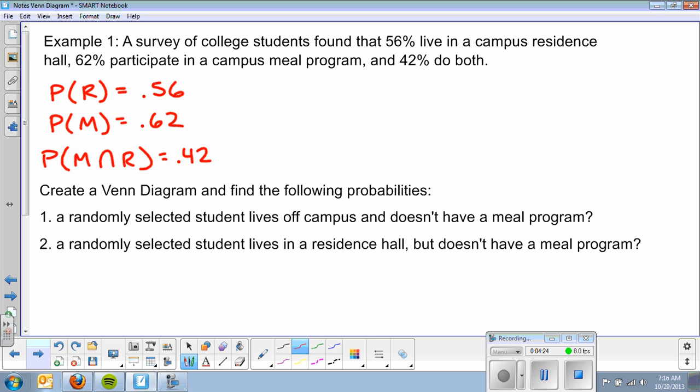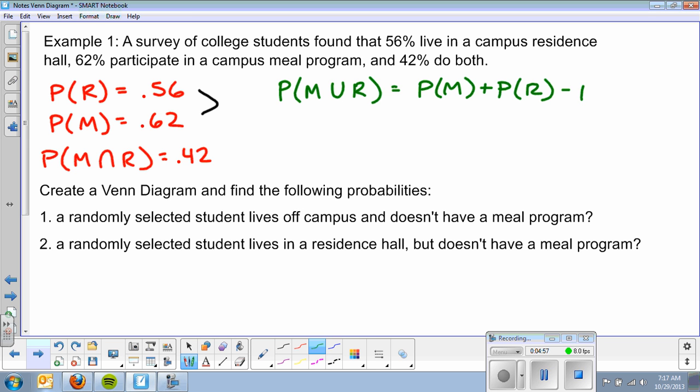Now, a quick check that you can see that the normal addition rule is not going to work is that these two things already add up to over 1. So obviously there's some sort of overlap there. Now, let's say that I want to find the probability of a meal plan or a residence hall. Well, according to my formula, that's the probability of a meal plan plus the probability of a residence hall minus the probability of both.